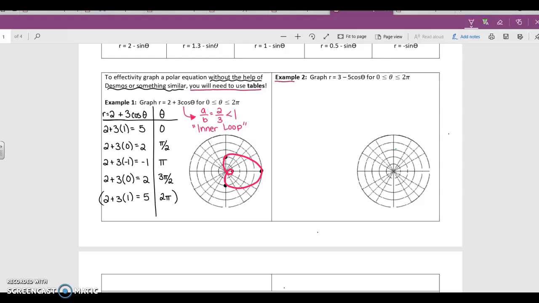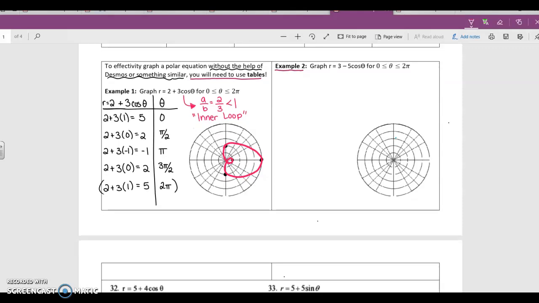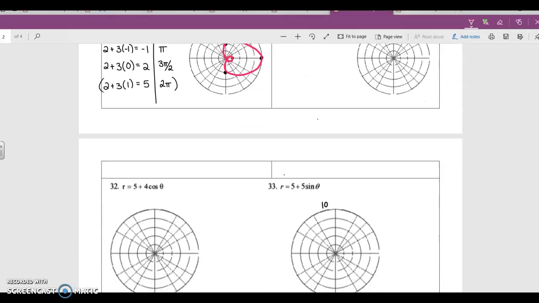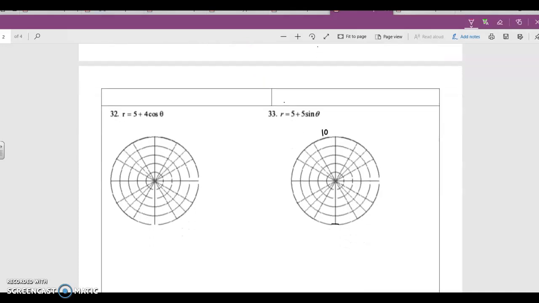This one is the same type of graph, so I'm going to skip that one for right now. These will be in the completed notes though, so you can see those. And we're going to go down to a different shape. So this one right here, we have r is equal to 5 plus 4 cosine theta. So first thing, we have cosine, so symmetric over the x-axis.